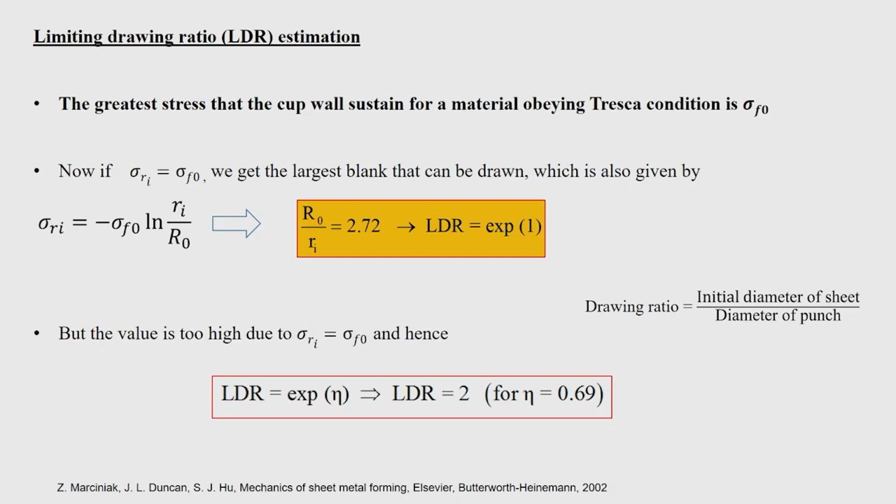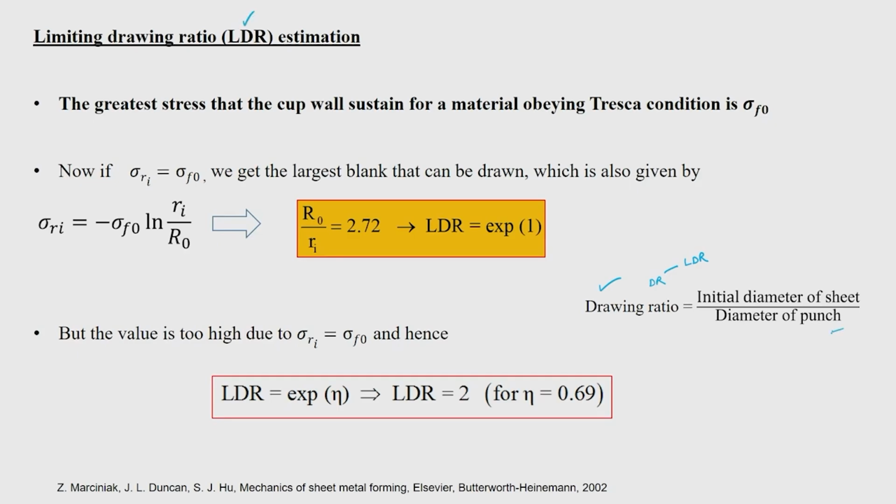We have already discussed briefly about drawing ratio. Drawing ratio means basically the initial diameter of the sheet divided by the diameter of the punch. So drawing ratio is nothing but this, called DR. This draw ratio will give the limiting draw ratio, which we call LDR.